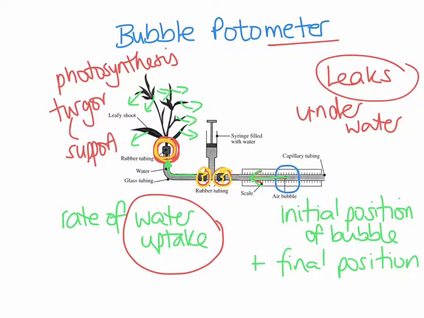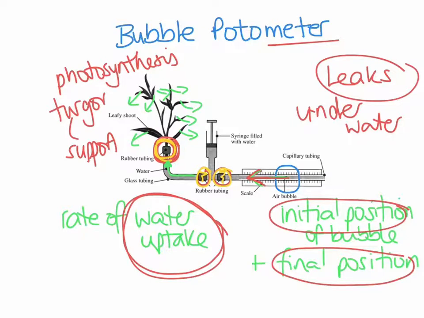But really, we're assuming the bubble potometer measures the rate of water uptake, which gives us an indication of the rate of transpiration. The faster the bubble moves across, the faster water's being lost from the leaves by transpiration. Now, if you were going to use this apparatus, you would record the initial position and the final position, calculate the change in position, and then divide by the number of minutes that you're letting this apparatus run for.